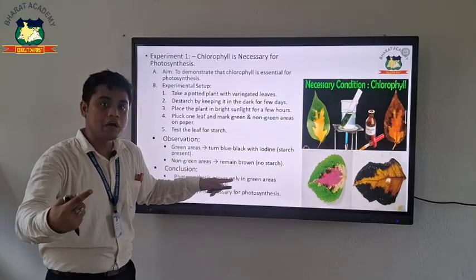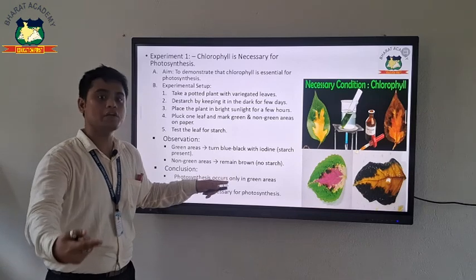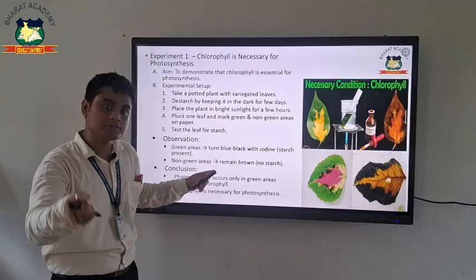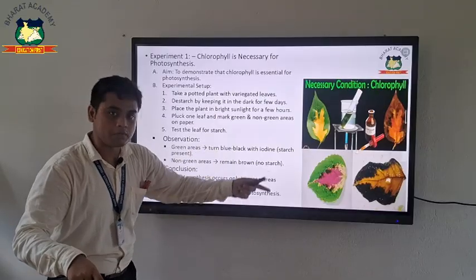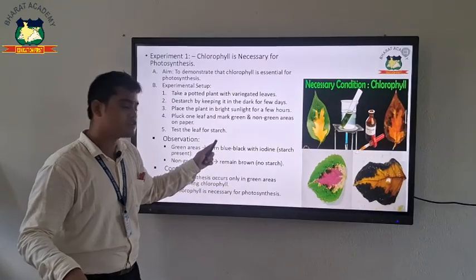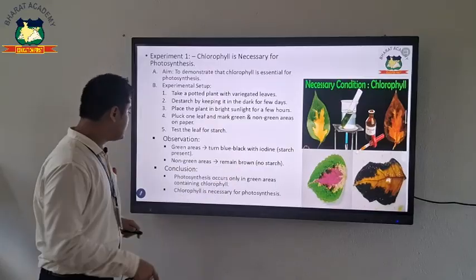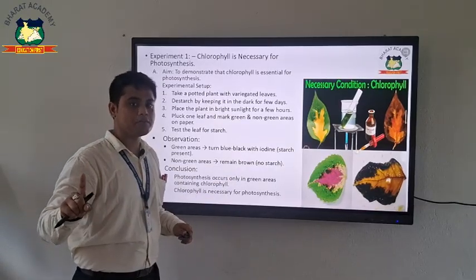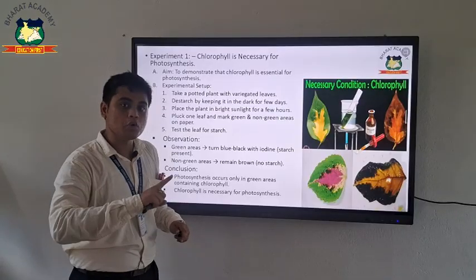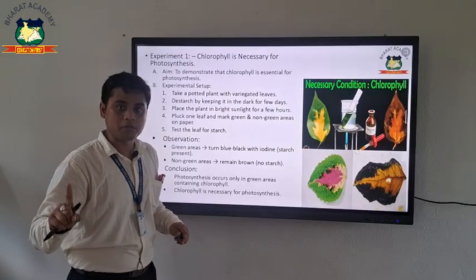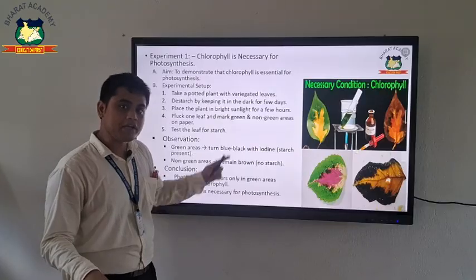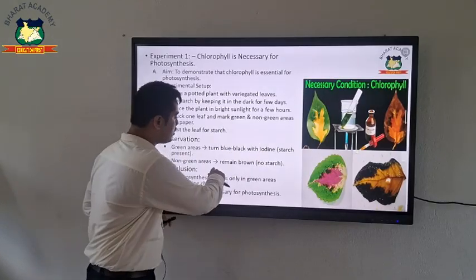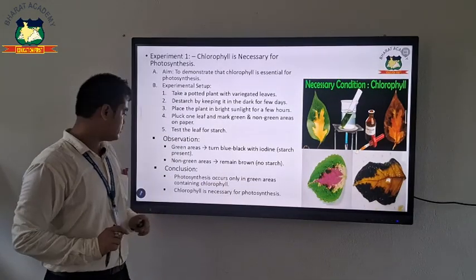That actually concludes for us that photosynthesis is performed, because photosynthesis performed means starch is formed, and starch formed means photosynthesis has been done. Similarly, in non-green areas no chlorophyll can be found. No chlorophyll means no starch can be formed. If no starch is formed, how would it appear blue to black in color? That's why it gives a brown appearance.